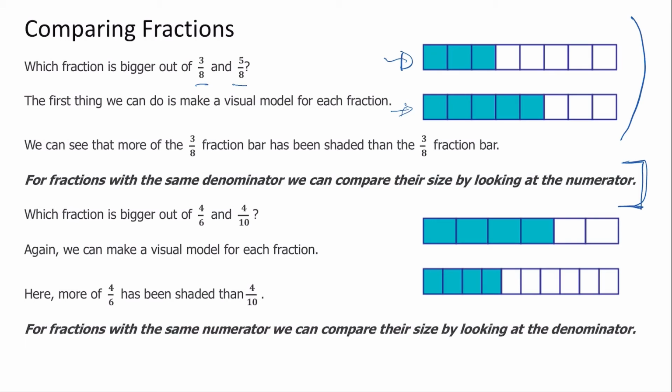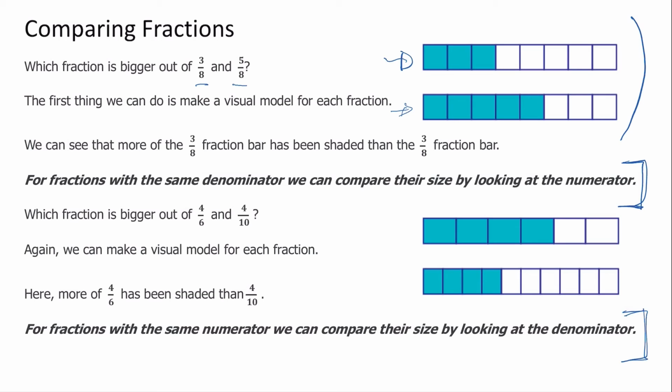So if the numerators are the same, and in this case the numerators, the number at the top, are both 4, then we can use the denominator to compare them. So the numerator is the same in both of these. The one with the least cuts, the one with the smallest number, will be bigger than one that's divided into a bigger amount. So 4 over 6 is going to be bigger than 4 over 10 because the 6 is a smaller number, therefore there are fewer pieces that it's being cut into.